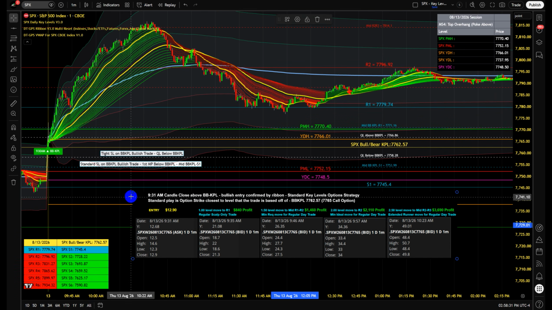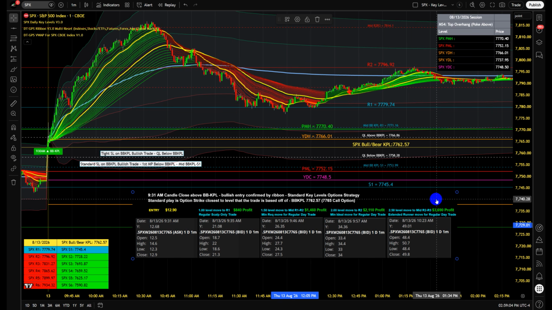Okay, 9:30 a.m. candle close. The ask price for the 77.65 call option, $12.90 on the close of the 9:31 a.m. candle. Now, what about targets for adjustment or exits? There are a couple of different targets to choose from. It just depends on which initial target you'd like to utilize for your exit or adjustment on the trade.